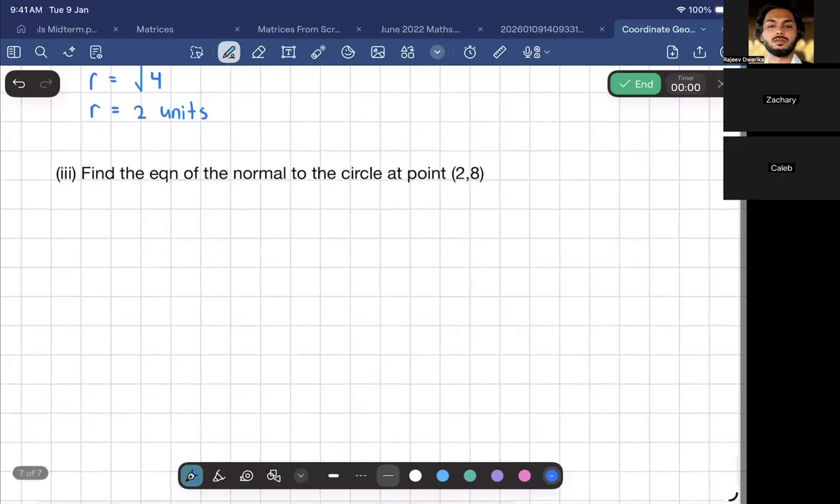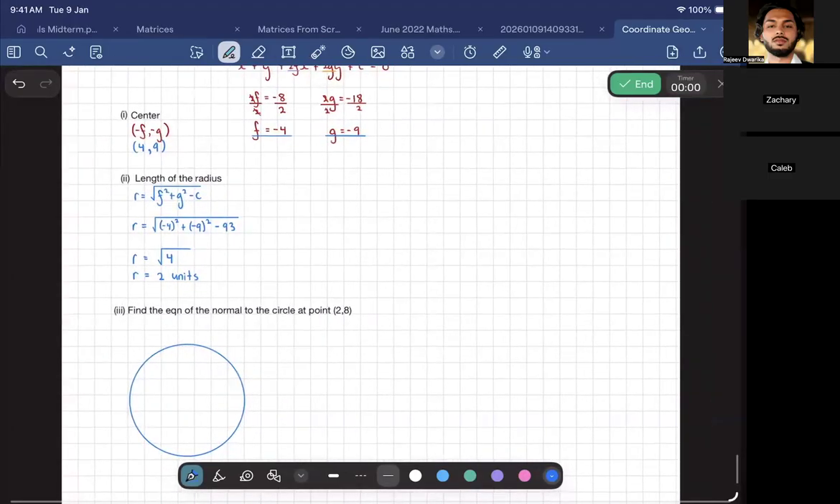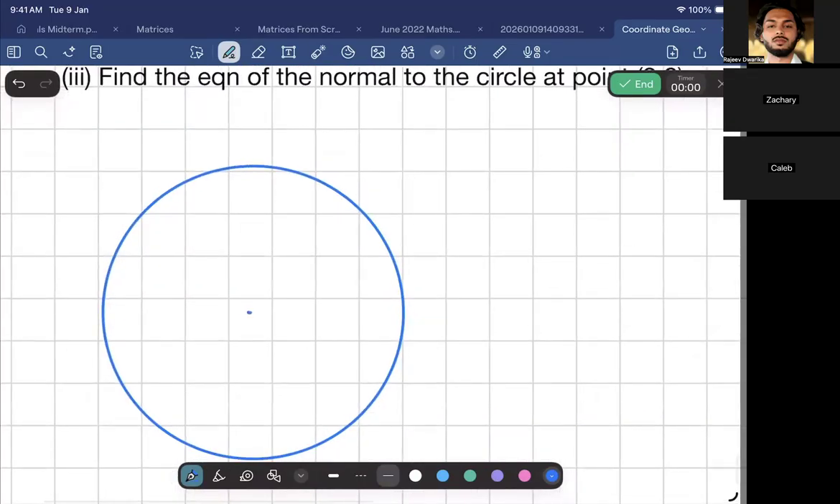So Caleb, let's just do a sketch of the circle to understand what's happening, right? So I have a circle here. Do I know the center of the circle? Do I know what the center of the circle is? Yes, sir. What is the center of the circle? 4,9. Right, 4,9.